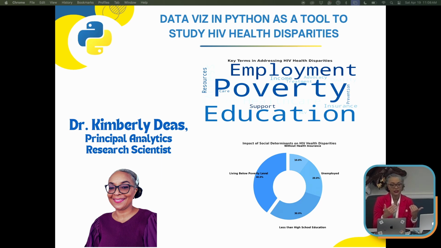And then the second one basically is a highlight donut chart, I think is what this is called. That one is showing HIV health disparities, the most important factors in that. So you see living below the poverty line, unemployment, and having less than a high school education. These are 2 examples of visualizations that you can create in Python. And the goal, of course, is to express to people, stakeholders especially, how important addressing HIV health disparities is.